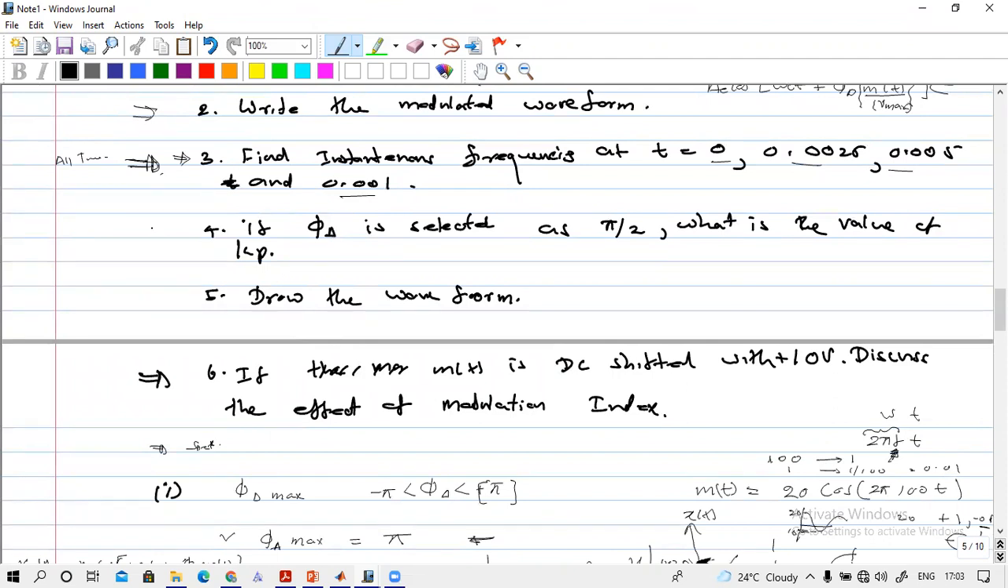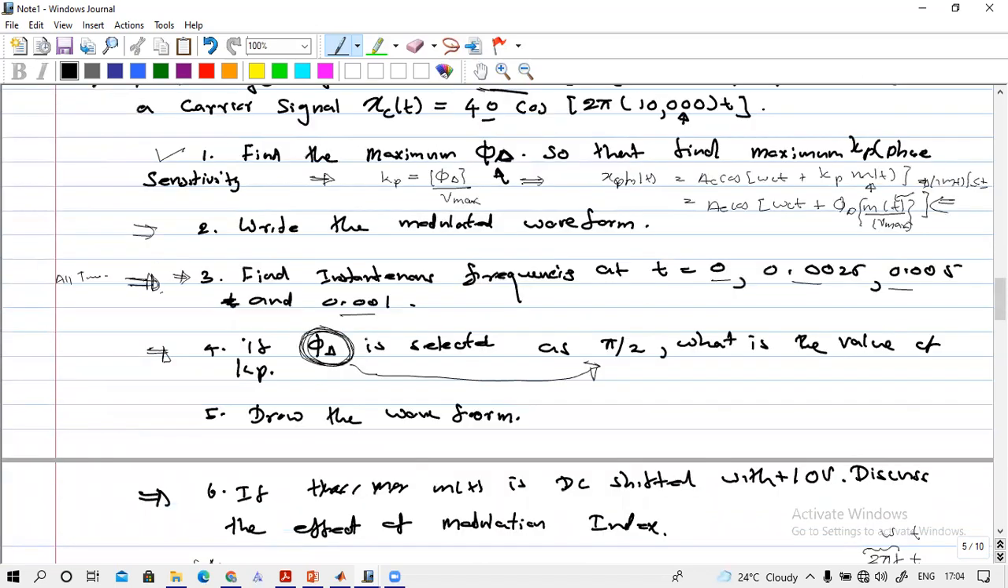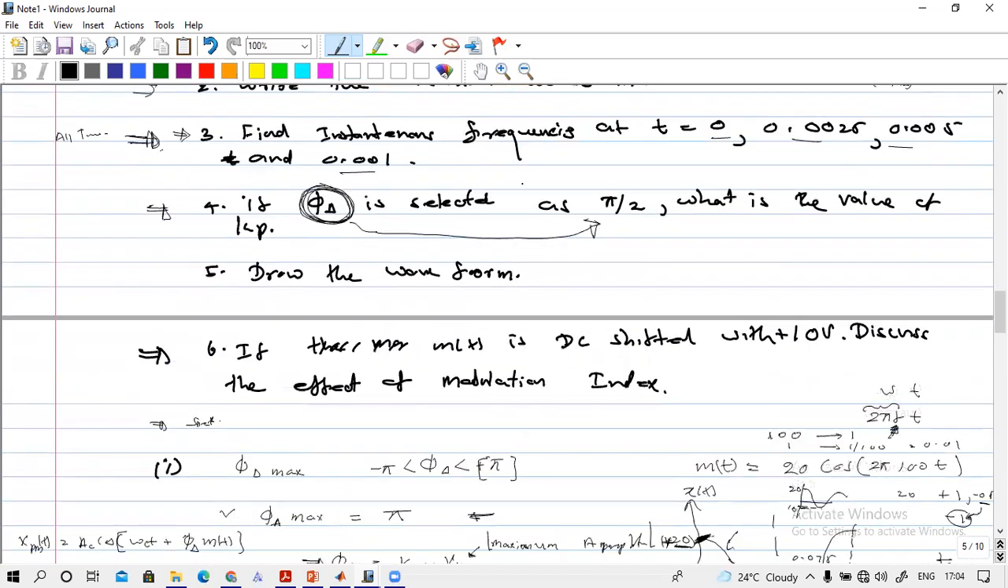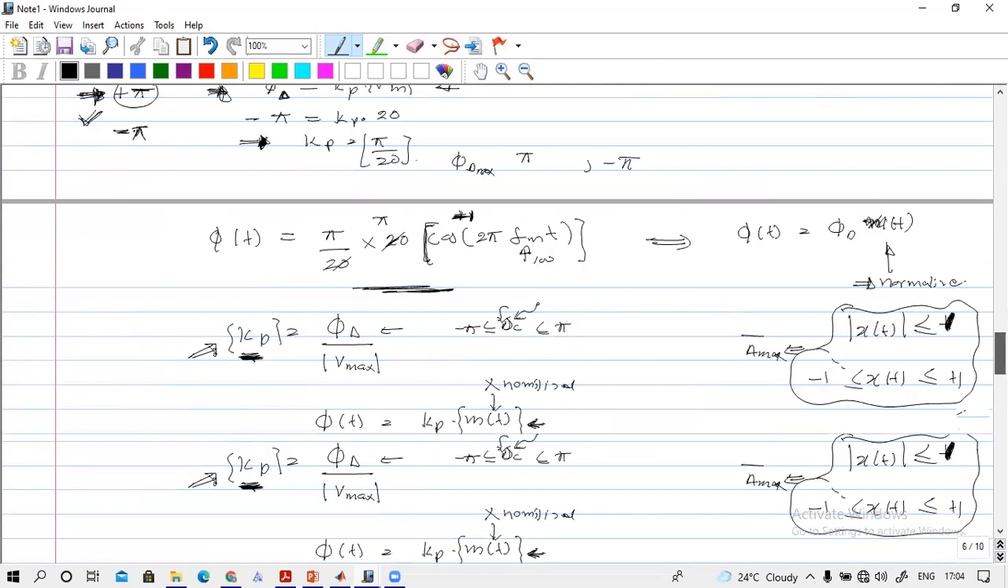Okay. So then we are asked to change the modulation index. We are asked to select this modulation index as 5/2. Okay, so that means, so that is number 4, no? Number 4. Okay, so at number 4.